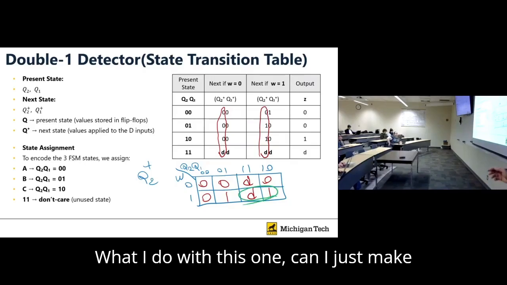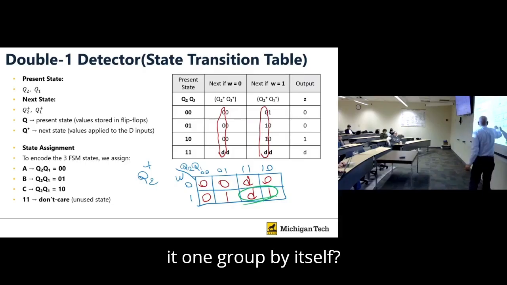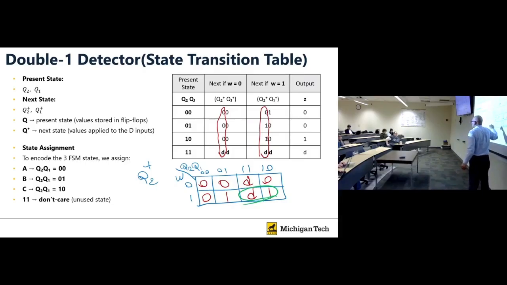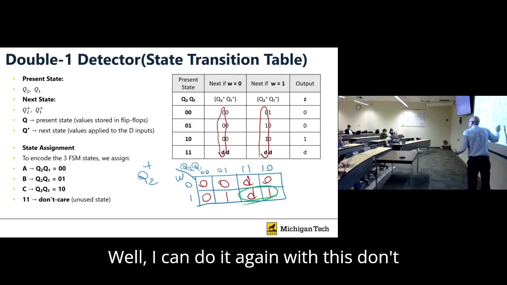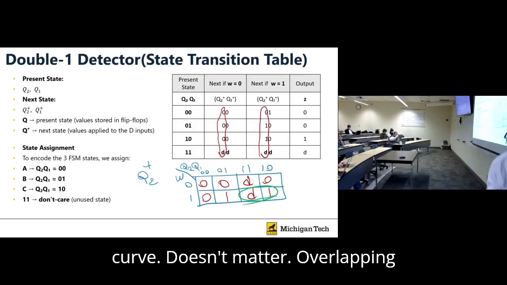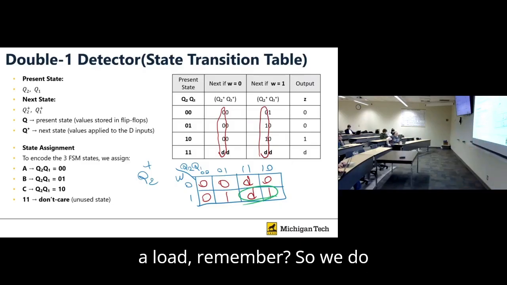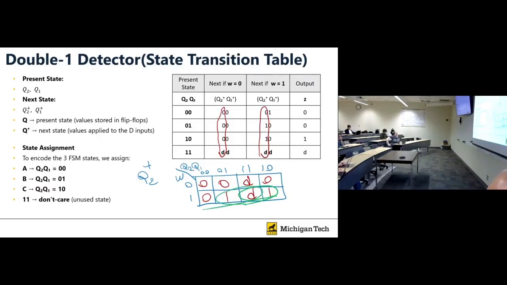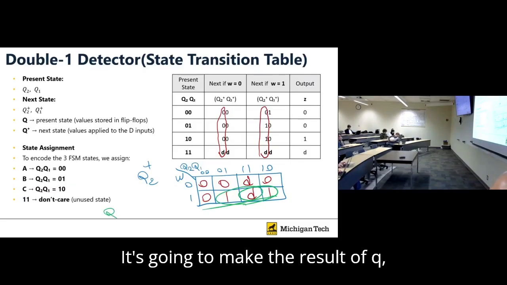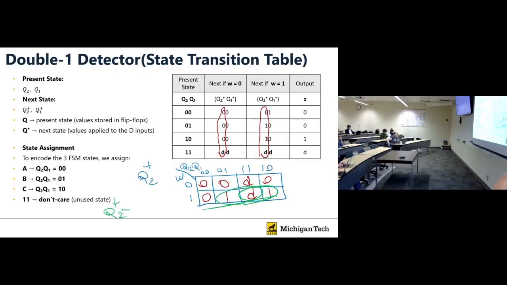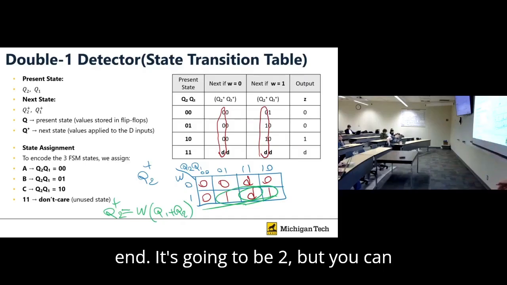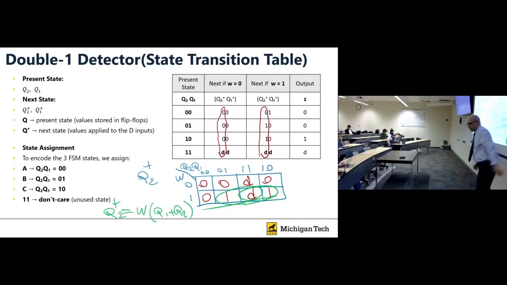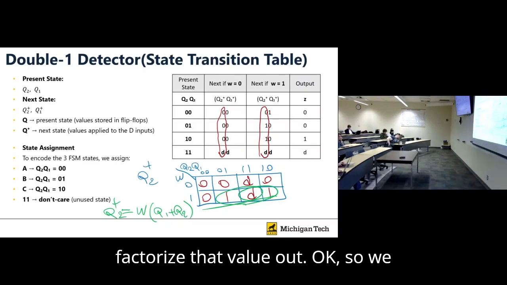What do I do with this one? Can I just make it one group by itself? Yeah, I can, but it's not optimal. What I can do is use it again with this don't care. It doesn't matter, overlapping a lot. Remember? So we do another one, these two. So the result of Q2 is going to be W1 plus Q2. I just summarize it at the end. It's going to be 2, but you can factorize W out. Okay, so we have this.